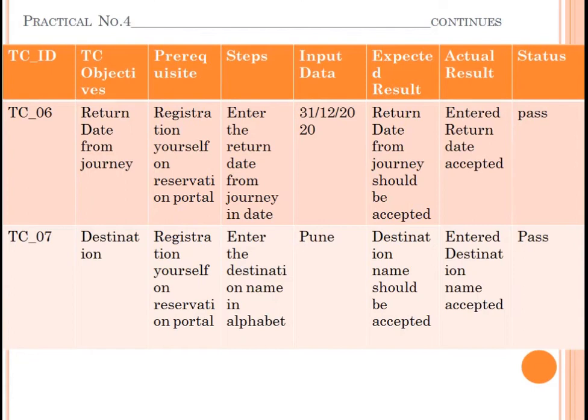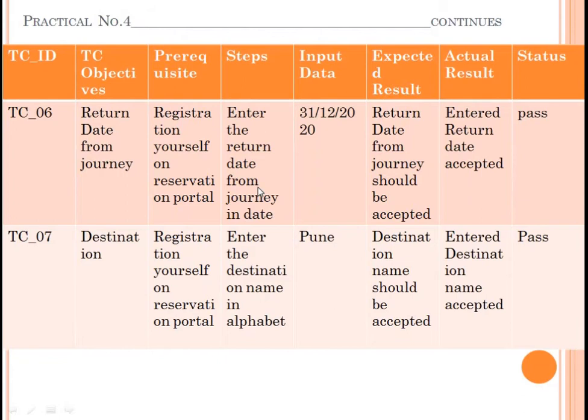The next test case is TC number 6. The test objective is the return date of the journey. Here we put the return date of the journey. The prerequisite is to register yourself on the reservation portal. The step is to enter the return date of the journey in date format.